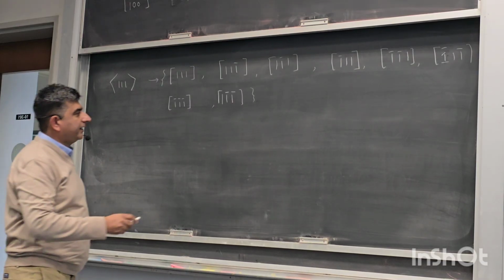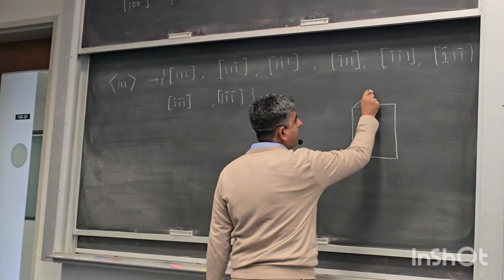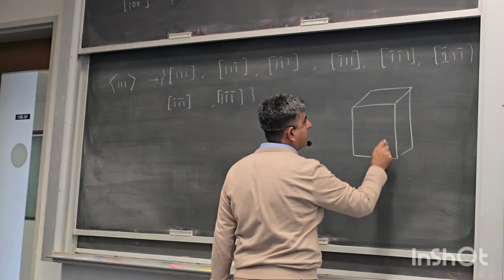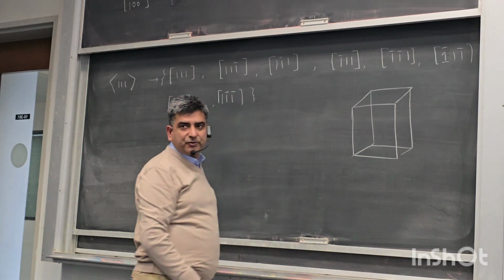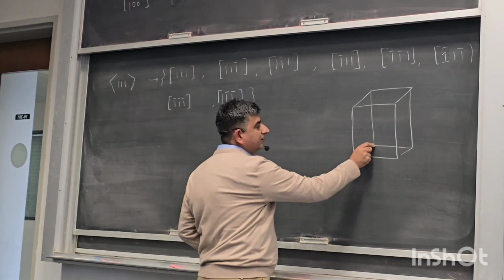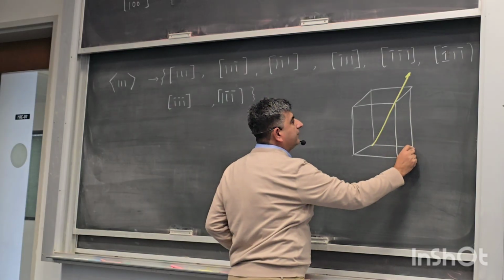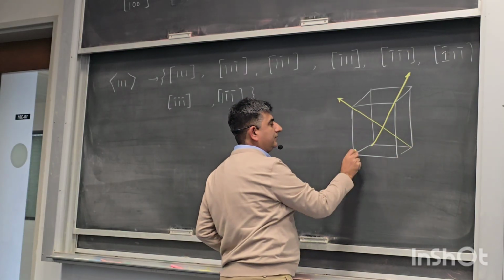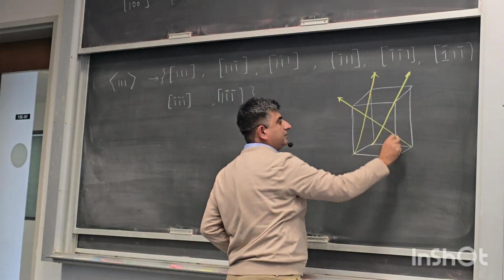So this means that if I draw a cubic unit cell, four kinds of body diagonals can be drawn, correct? So here is one. This is one direction. This is another direction. A third direction.